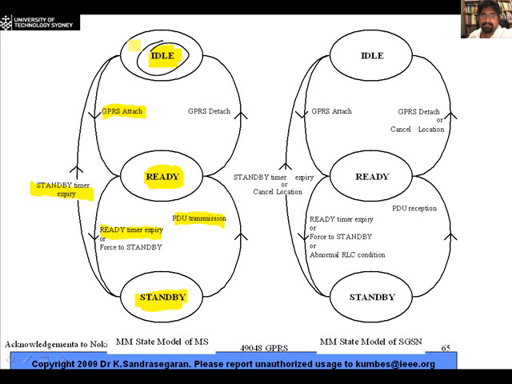Again, you can do certain things only when you're in the ready state. You can start doing a PDP context activation, which is the point at which you start getting allocated an IP address and you start being able to transmit your data. This is called a state transition model, and state transition models are used a lot in telecommunications to model the behavior of various entities in your network.